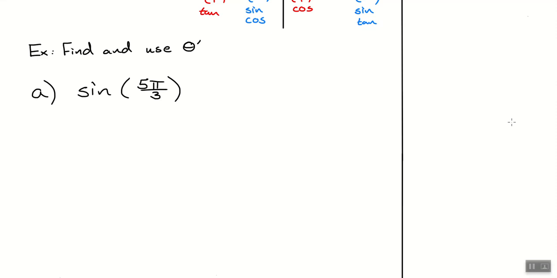So I think there's A and B, I believe, but let's work through this one together, and if there's not a B, either we'll do another one together, or I'll just say do it on the homework and show me if you can do it or not.